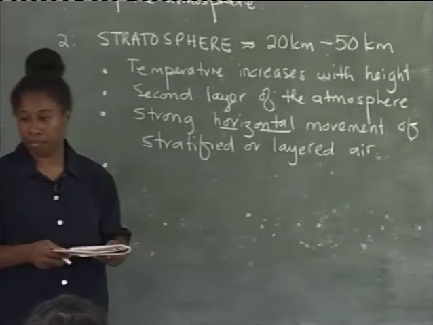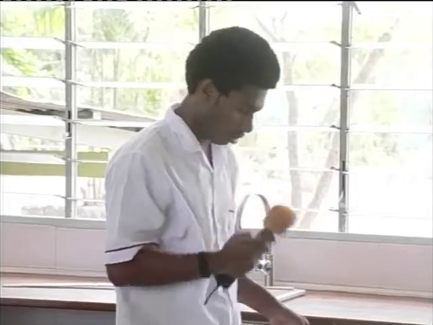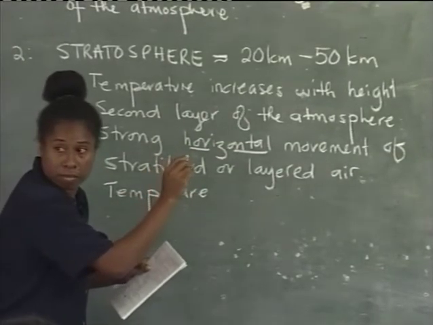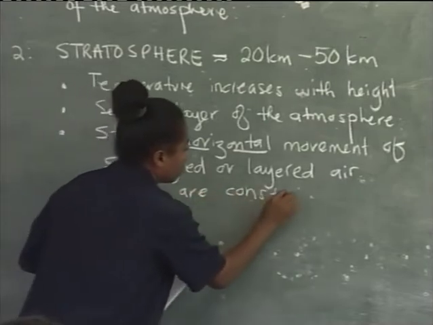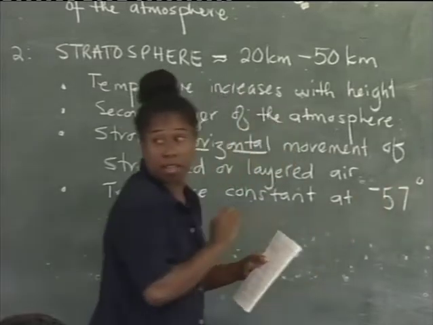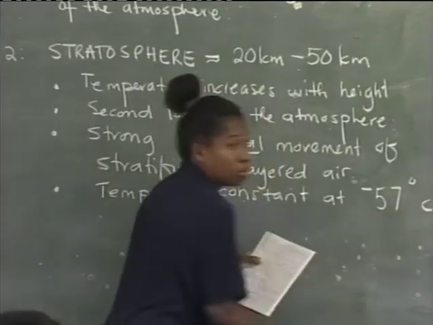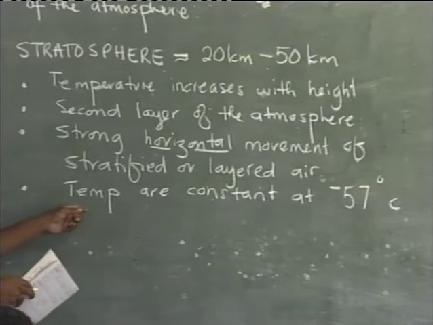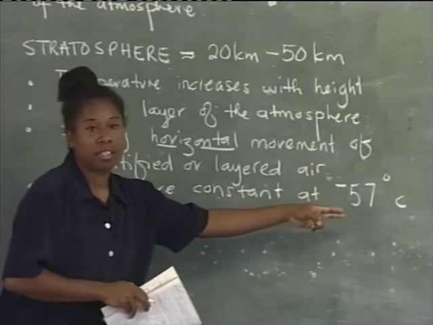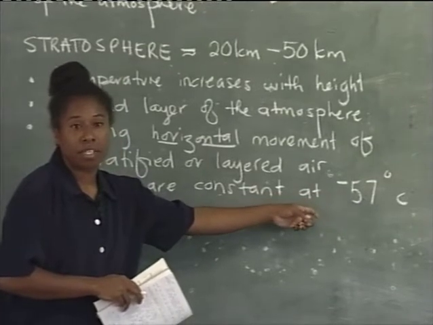Brendan? Temperatures are approximately constant at negative 57 degrees Celsius. Okay, note another characteristic: temperatures are actually constant at negative 57 degrees Celsius. We double check. We're happy with this characteristic?